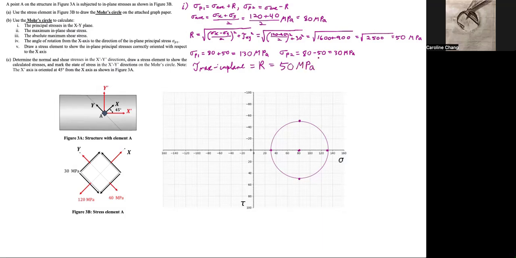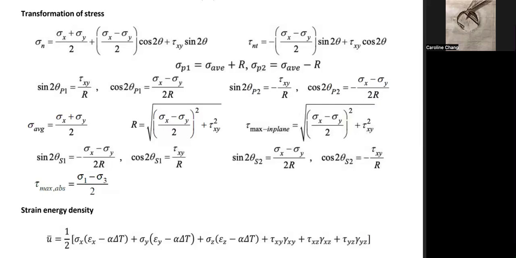And let's take a moment here to see where we are actually getting all of these equations that we just used. It's basically just from our transformation of stress equations where we have the tau max in plane equation over here. And notice that it's always equal to R. So these two values here are always the same.